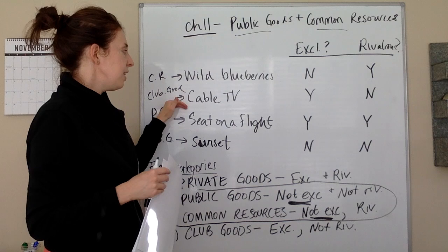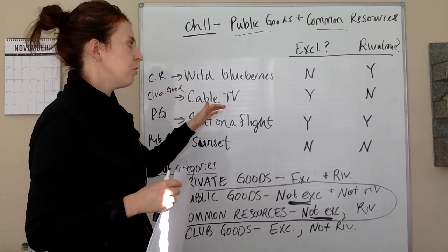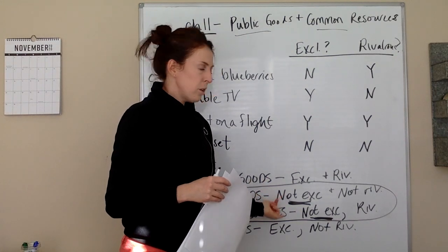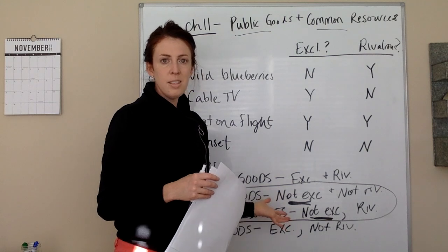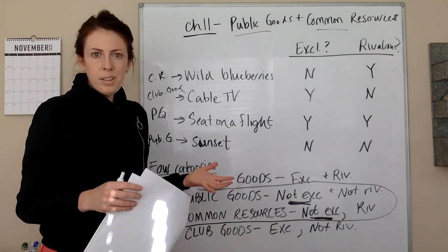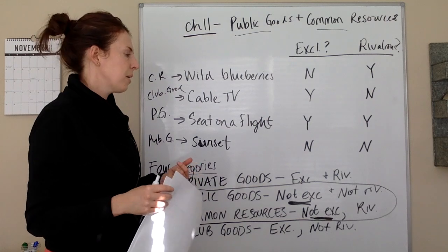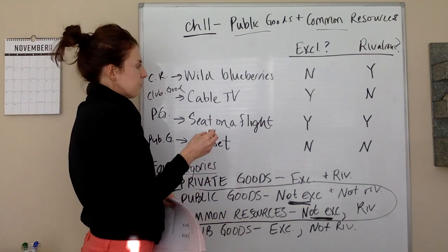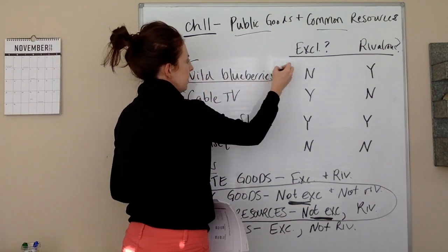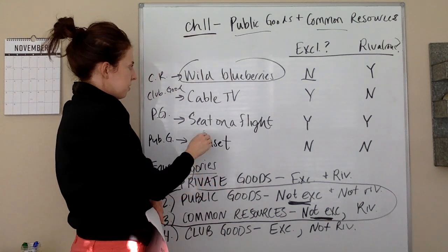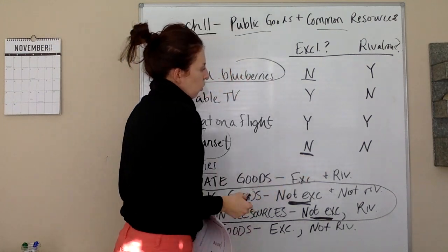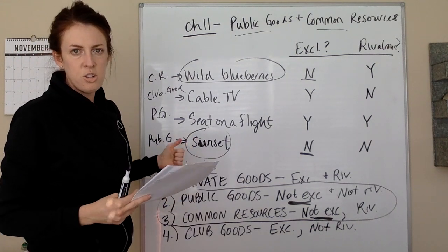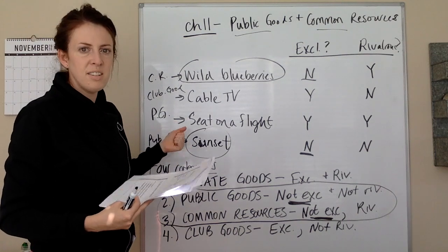Similarly, for cable TV, we can exclude people from getting cable TV if they're not willing to pay the price for it. So if it is feasibly impossible to exclude people from consuming a good, then that means prices aren't going to work. We can't use a price to kick some people out of the market. So think about the examples we have here. We said that wild blueberries are not excludable. We also said sunsets are not excludable. Okay, that means we can't attach a price tag to these things.